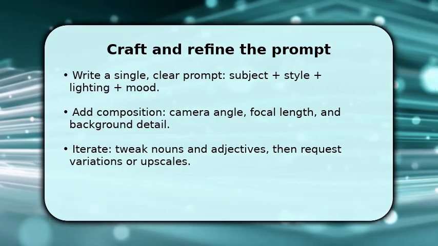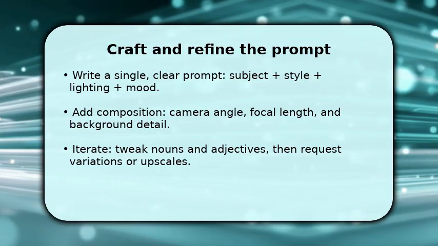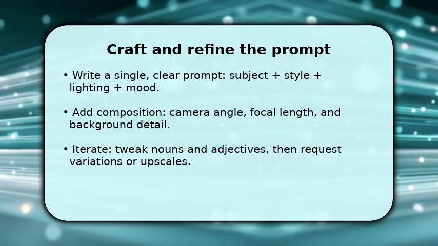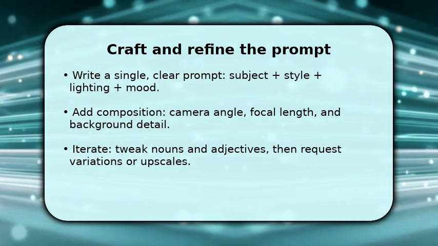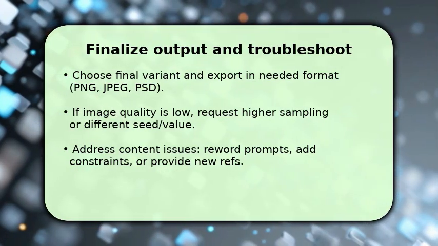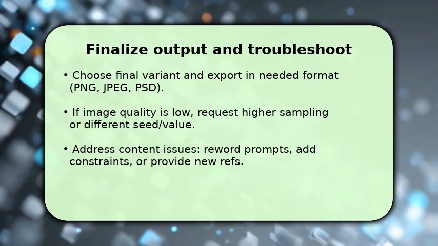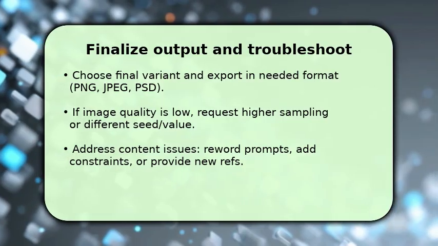Once you see an initial result, iterate. Change a noun, swap an adjective, or ask for 5 variations to compare. Make sure to request upscaling or higher resolution if you need print quality output. Finish by selecting the best variant and exporting it in the format you need, such as PNG for lossless or JPEG for smaller files. If the image lacks detail, ask for higher sampling, a different seed, or increased resolution.